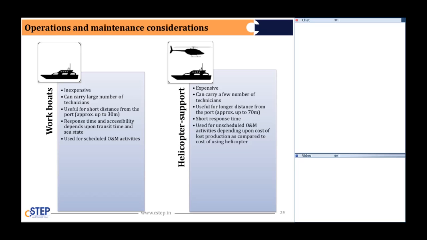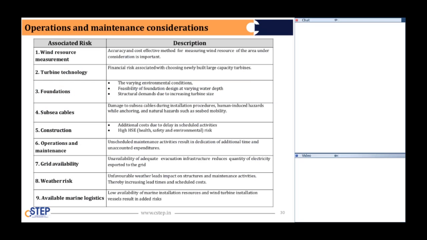Response time and accessibility depend on transit time and CSTEP, but are generally comparatively less, and it is used for scheduled O&M activities. Versus the second strategy, which uses the helicopter: it is expensive, carries few technicians, and takes longer. It's useful for longer distances. There are short response times, and it is used for unscheduled O&M activities in case of emergencies and sudden requirements.